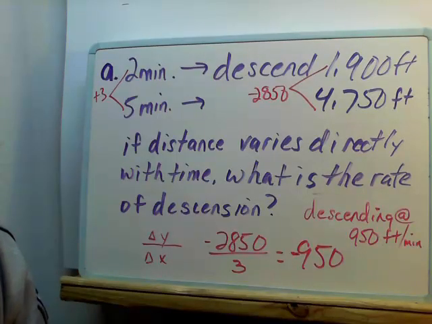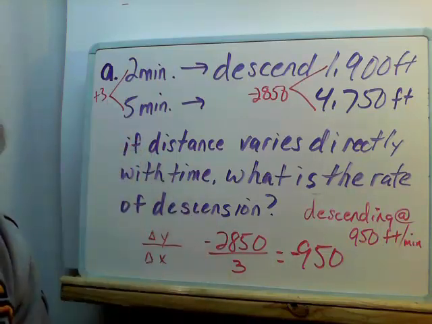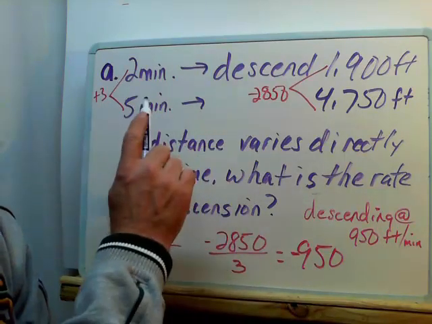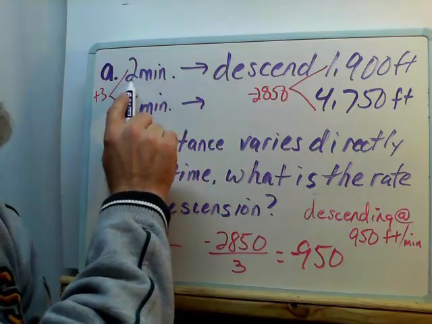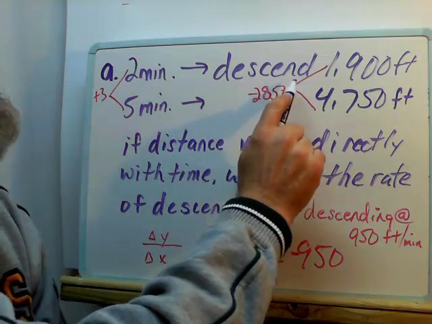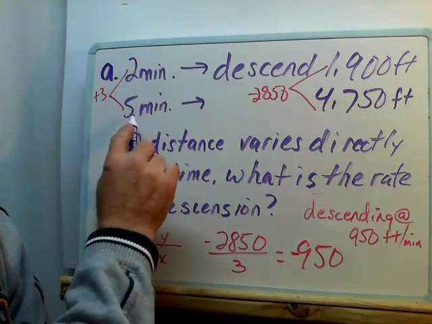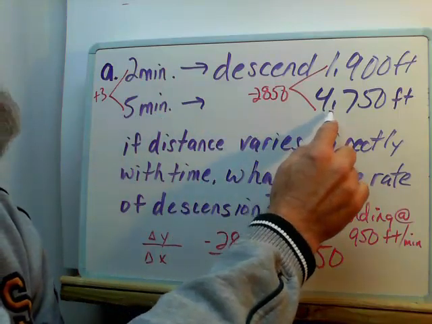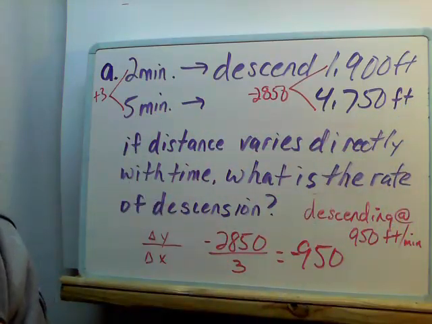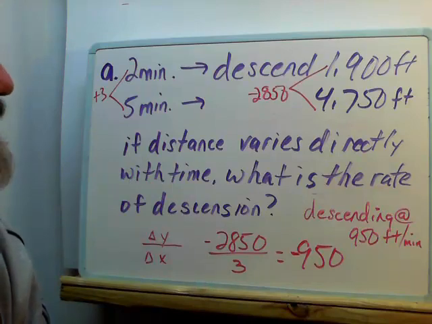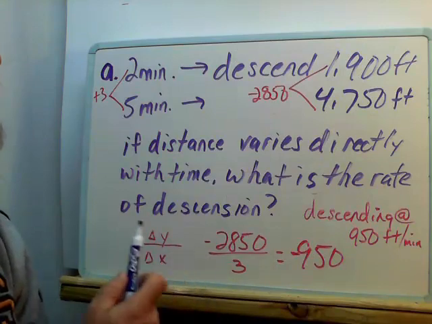Okay, here are your solutions to 3-3, the letter problems. First of all, problem A. We are told that the person is descending. At 2 minutes, they have descended 1,900 feet. At 5 minutes, they have descended 4,750 feet. And we're asked, if the distance varies directly with time, what is the rate of descension? How fast is this person falling, basically, is what it amounts to.